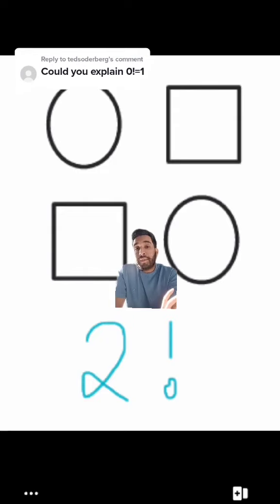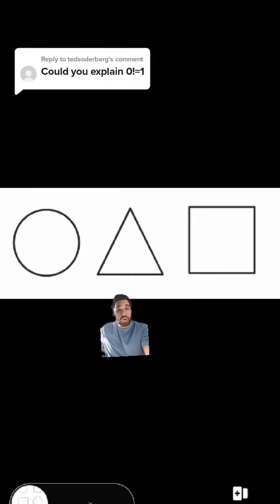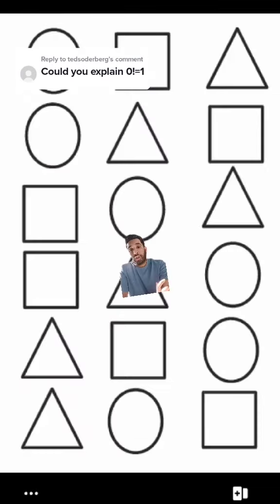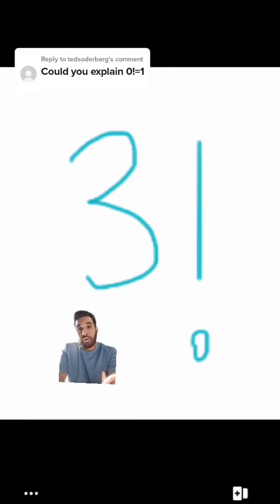Let me explain. You have two shapes, a circle and a square. How many ways can you arrange them? Well, there are two ways of doing that, which is the same thing as 2 factorial. And if you had 3 objects, then there are 6 ways of arranging them, which is the same thing as 3 factorial. And when you have 4 objects, then you have 24 ways of arranging them.